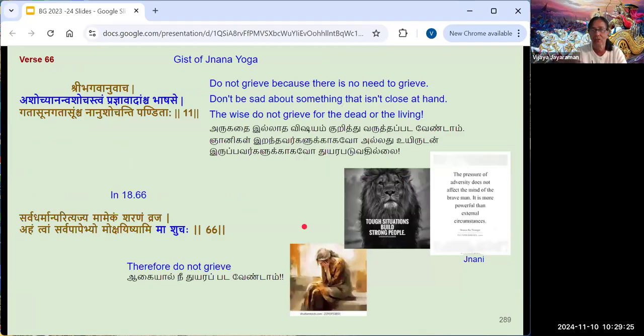But we think about us, we don't think about God. So do not grieve. Just stop, Jnana Yoga. Do not grieve because there is no need to grieve. Don't be sad about something that isn't close at hand. You have no control over it. The wise do not grieve for the dead or living. That is what chapter 2.11 to 18.66 says.